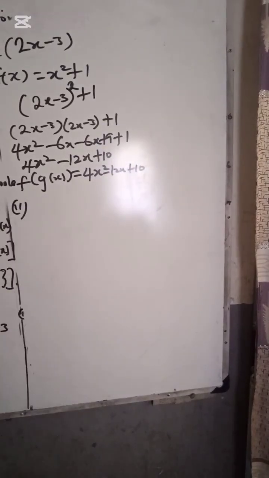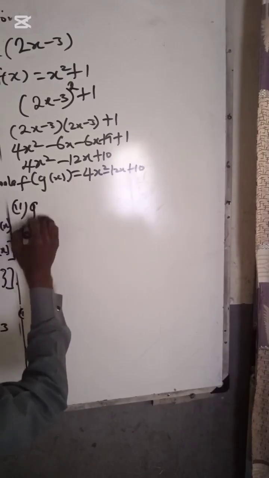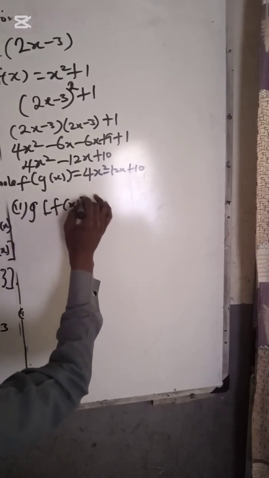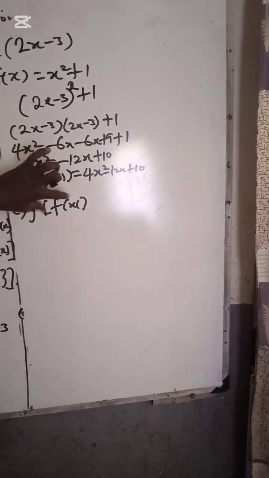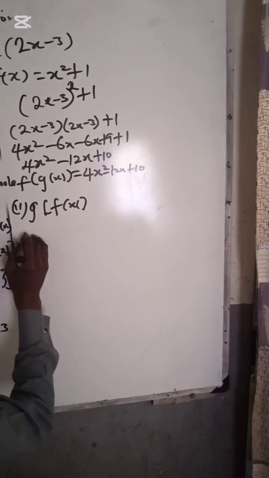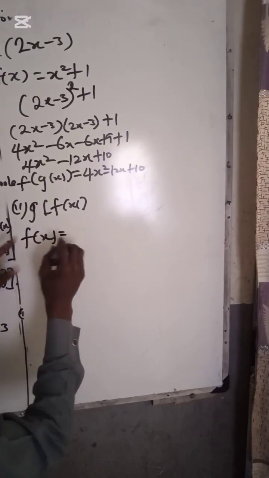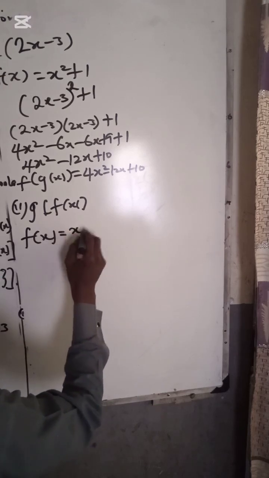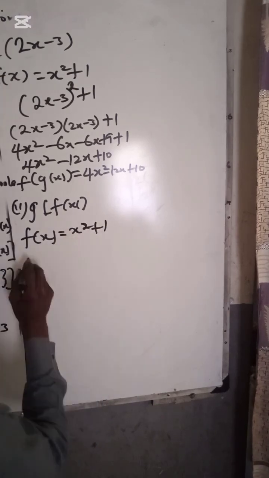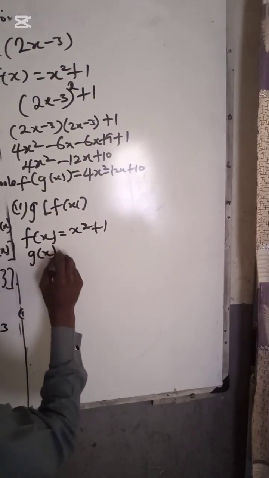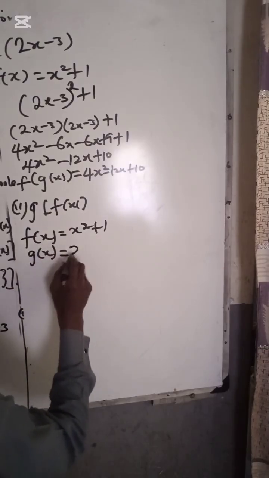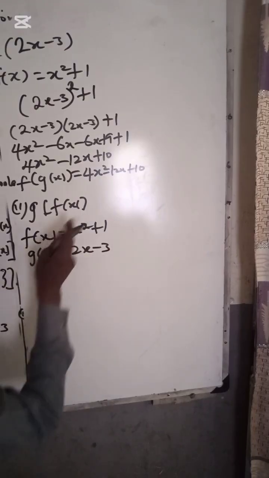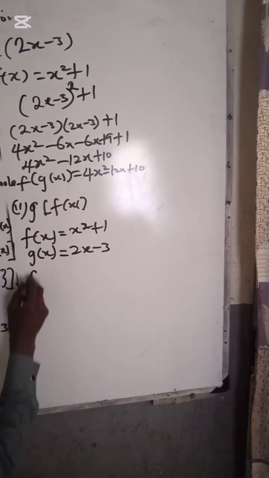The second one that we said we're going to do is g of f of x. That means they want us to plug this f of x into g of x. How do we do that? Remember, f of x is giving us x squared plus 1. Then g of x was giving us 2x minus 3. Now, throw f of x into g. This is g.